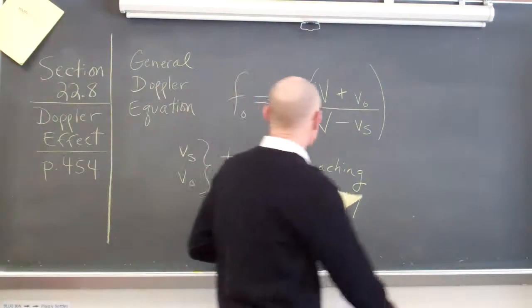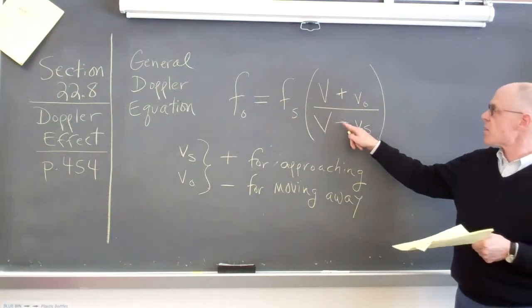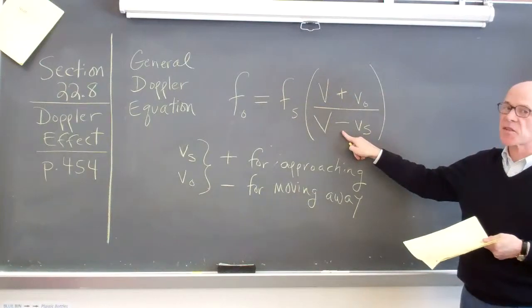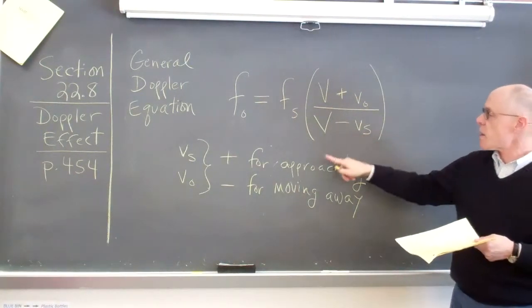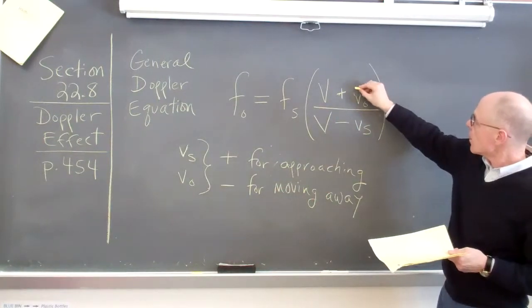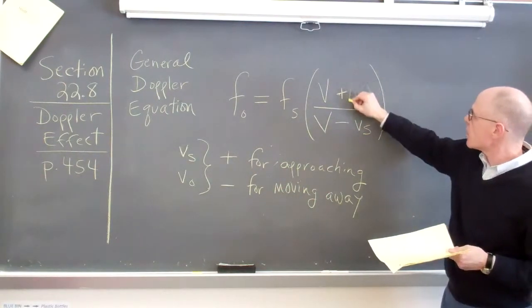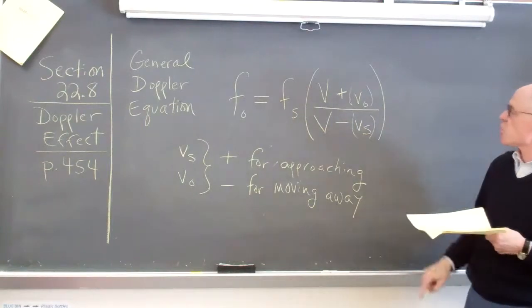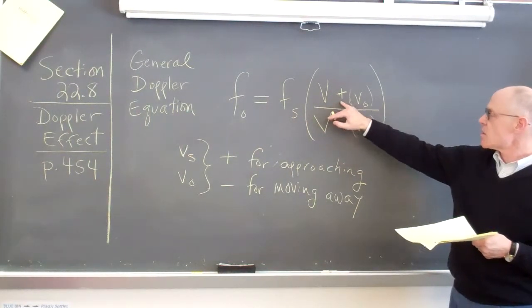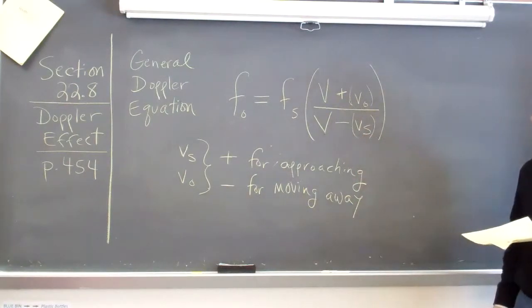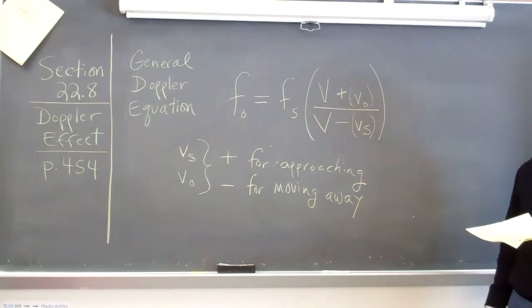Now you will also have to respect the fact that there already are some signs in this equation. We're only talking about the sign that you would attach to the speed of the observer and the speed of the source. But that doesn't change the fact that we have these positive and negative, addition and subtraction signs in there already.